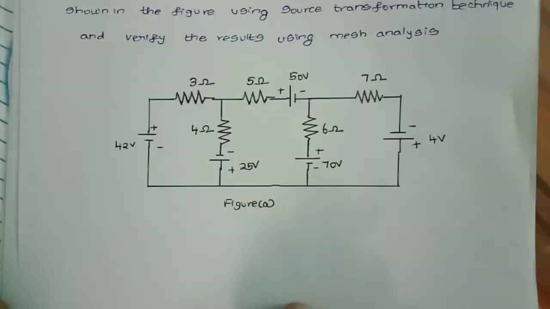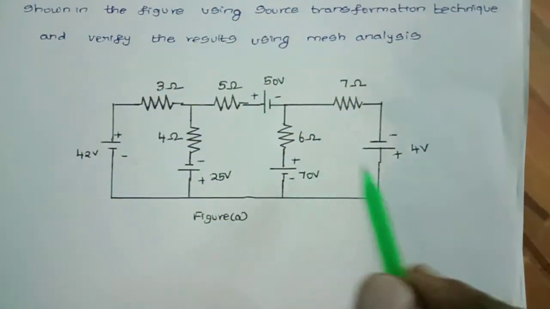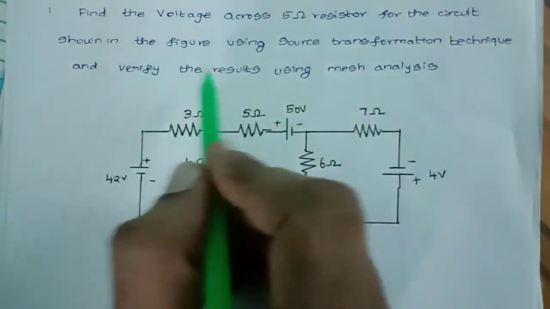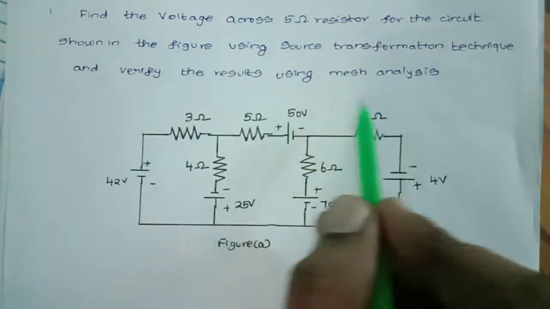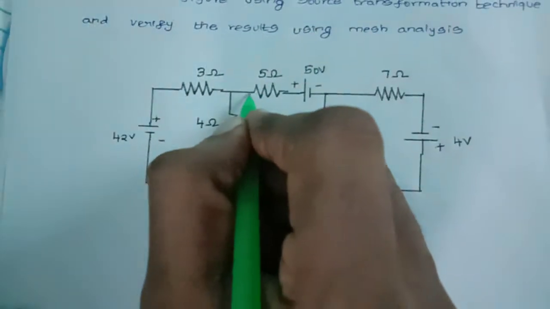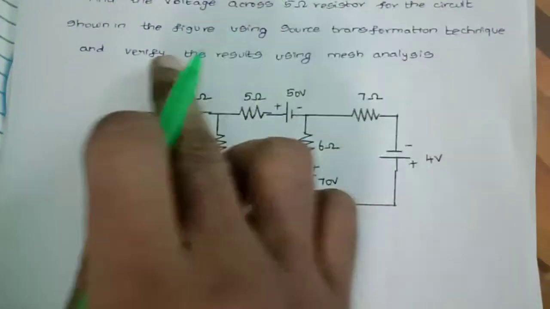Now you see this circuit in the question given below. This is a recent question taken from the November 2019 question paper. Find the voltage across the 5 ohm resistor for the circuit shown in the figure using the source transformation technique and verify the results using mesh analysis. So I want to calculate the voltage across this 5 ohm resistor, and for that I am going to use the source transformation technique.